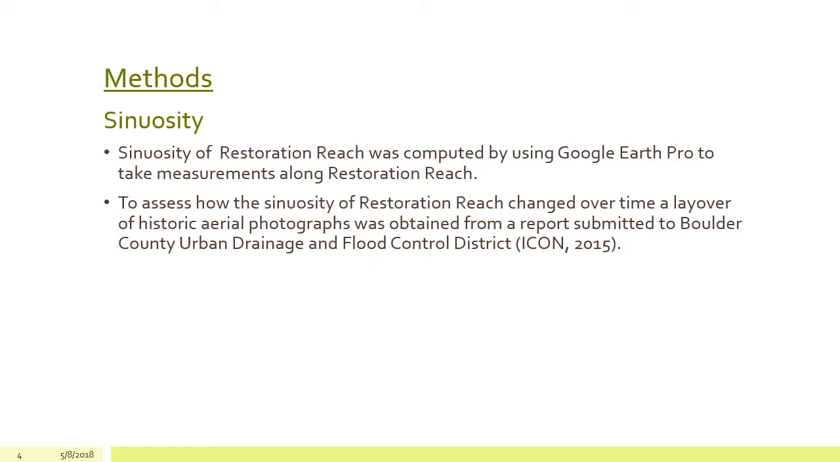The methods used to evaluate sinuosity are as follows. Sinuosity of Restoration Reach was computed by using Google Earth Pro to take measurements along Restoration Reach. And then to assess how sinuosity of Restoration Reach changed over time, a layover of historic aerial photographs was obtained from a report submitted to Boulder County's Urban Drainage and Flood Control District.